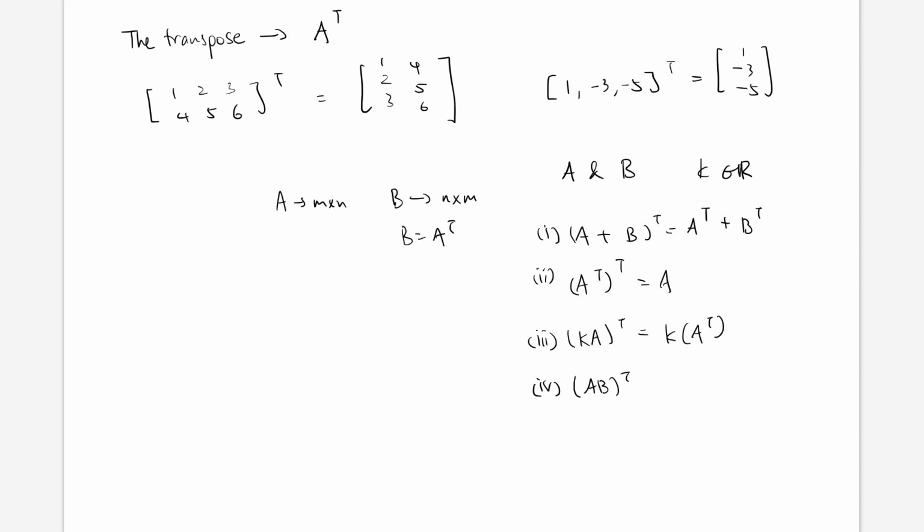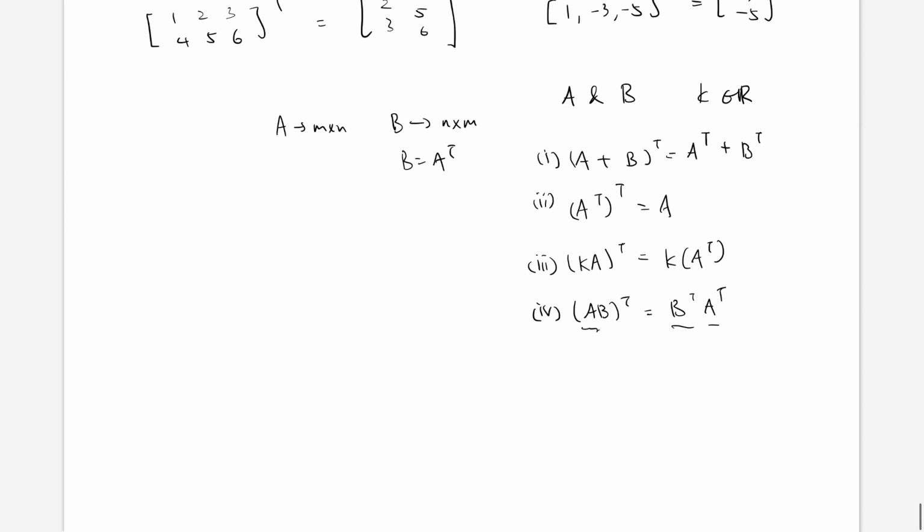transpose of a product is equal to the product of the transposes, but in reverse order. So note, here we have AB, and now it's B transpose A transpose. So that's important. And this is the product of the 2 respective transposes. So you should remember this. I'm gonna box it in red.